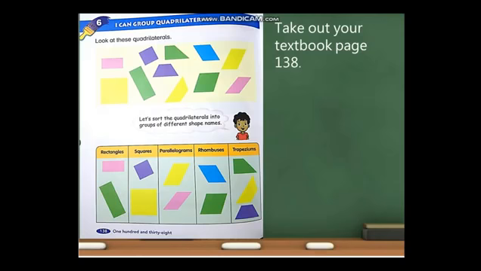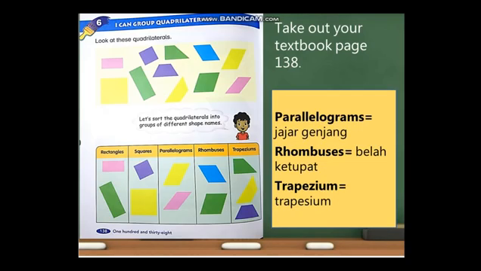Okay, we are going to group quadrilaterals. Look at these quadrilaterals. Let's sort the quadrilaterals into groups of different shape names. There are rectangles, squares, parallelograms, rhombuses, and trapeziums. Parallelogram means jajar genjang. Rhombus means belah ketupat. Trapezium means trapesium.